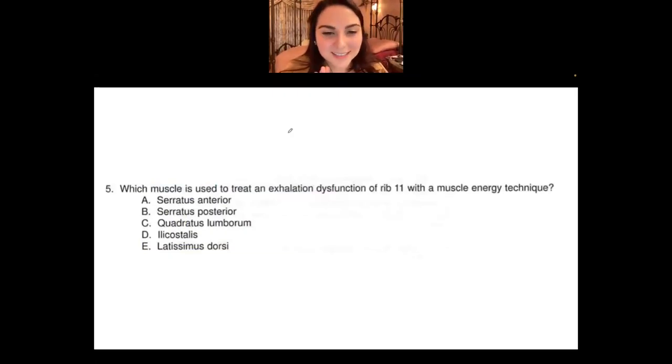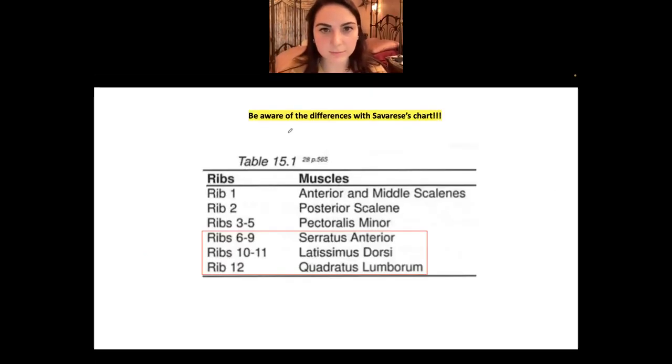So this one, I actually don't want you guys to answer this. I just want you to be aware. So this is in Savarese, and I just want you to be aware that if you're going to use Savarese to study for this, he has a different chart. I zoomed in. He has a different chart for the ribs with the rib dance.